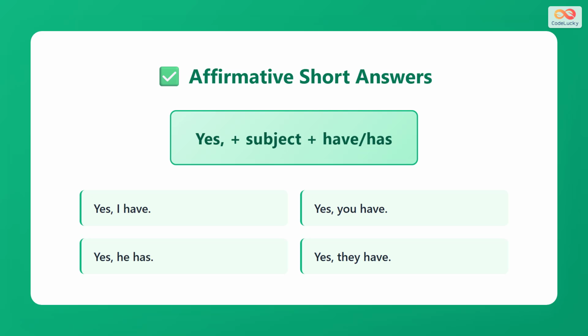Now let's focus on affirmative short answers. The pattern is simple. Yes plus the subject plus have or has. For example, yes, I have, yes, you have, yes, he has, and yes, they have. Notice that we don't repeat the main verb from the question. We only use the auxiliary verb have or has.